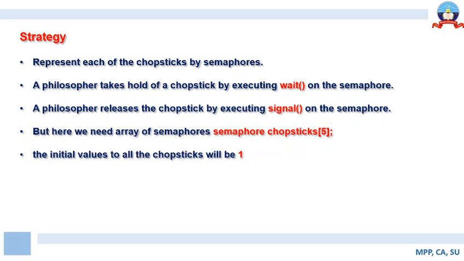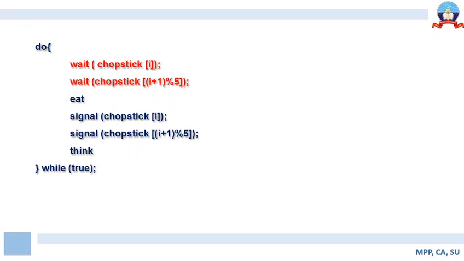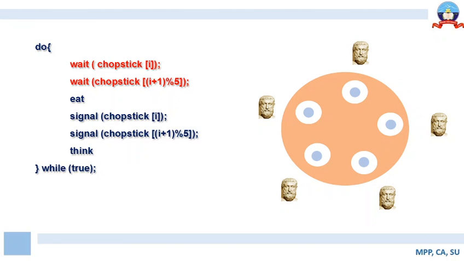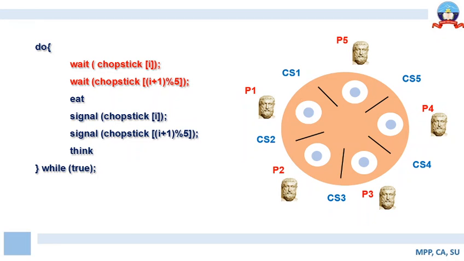We need an array because there are 5 chopsticks that are available, and the initial values of all the chopsticks will be 1. Now, this is a very simple implementation of the dining philosopher's problem. So here, in order to enable a philosopher to eat, I need to ensure this. This is a very simple orientation of the 5 philosophers, right? Okay, so we have philosopher 1 to 5 and we have chopsticks 1 to 5.